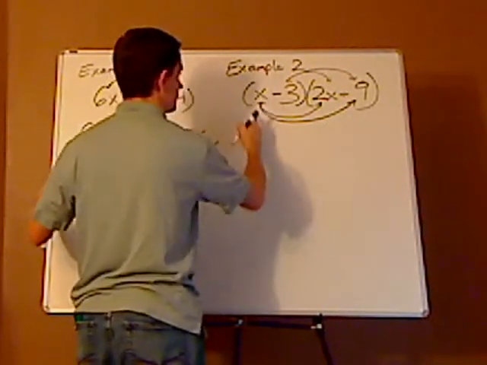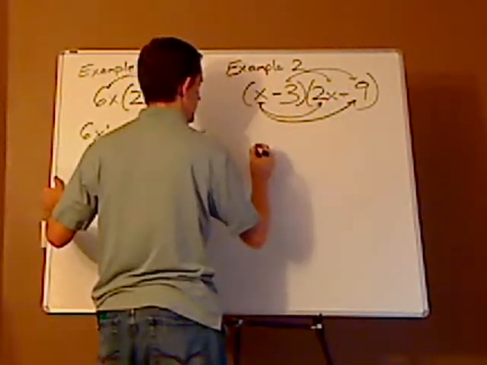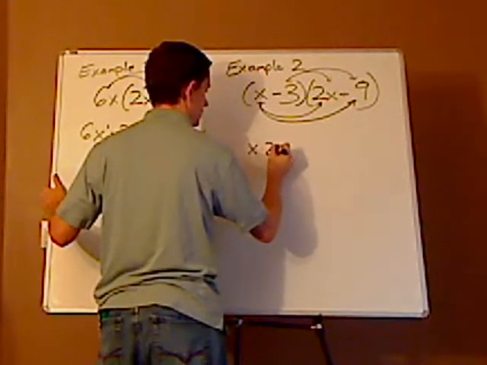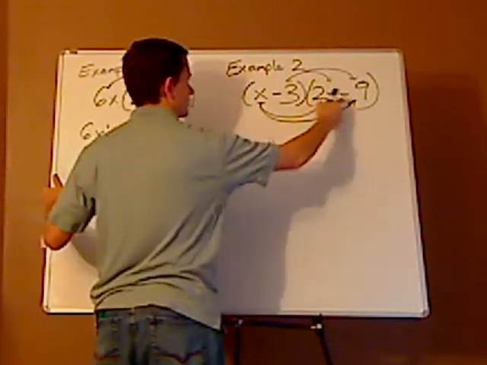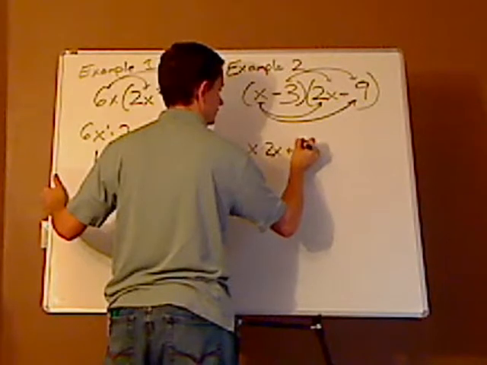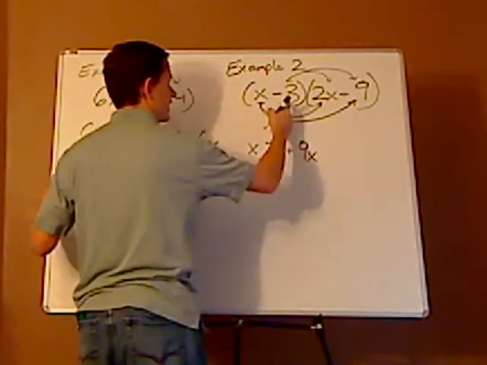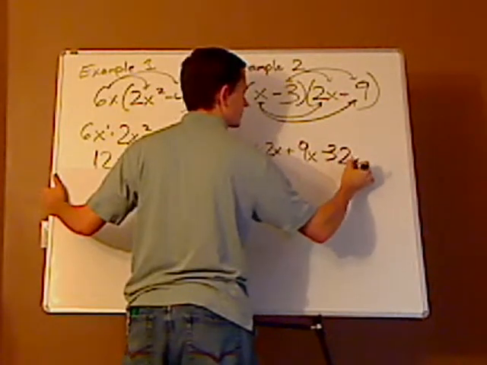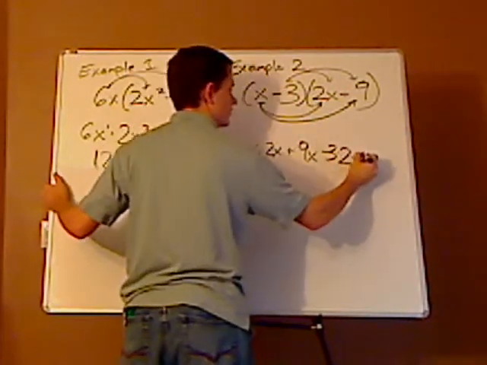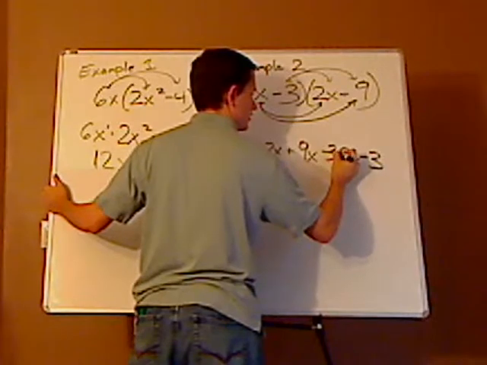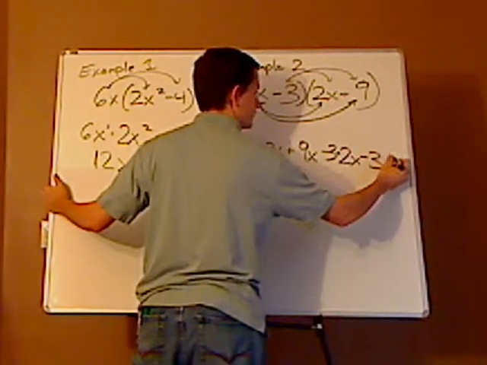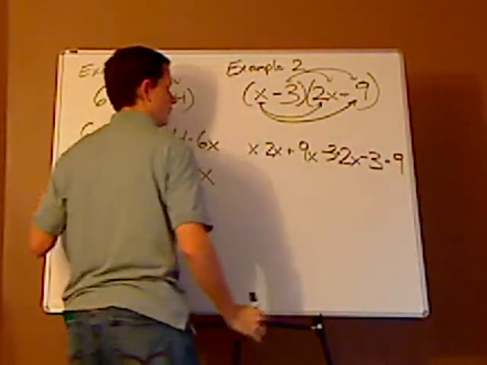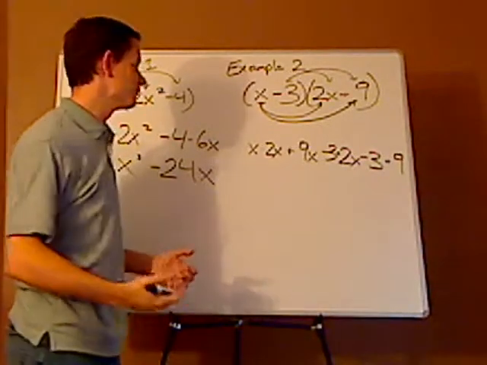So what does that look like? That looks like x times 2x, x times 9. Then you have negative 3 times 2x, and then you have negative 3 times 9. Right? And then you simplify.